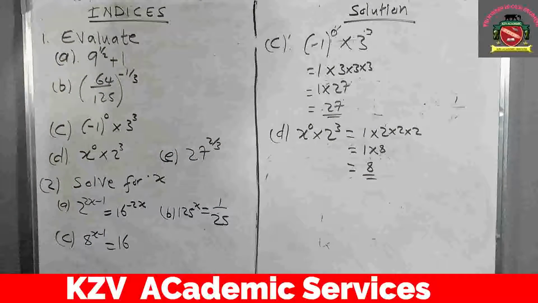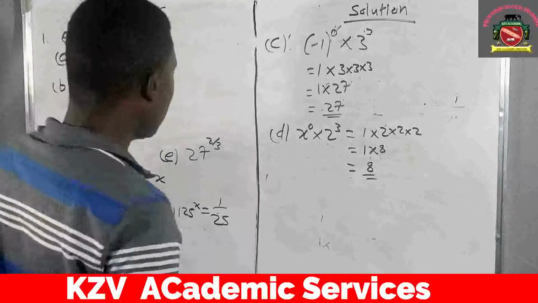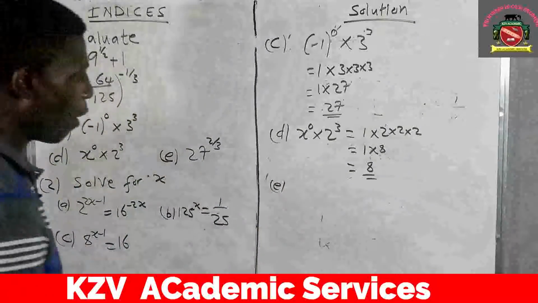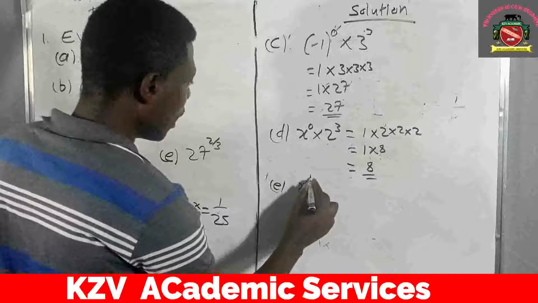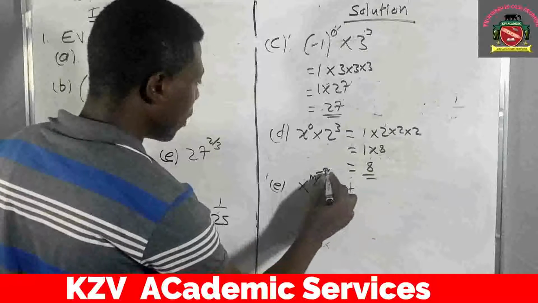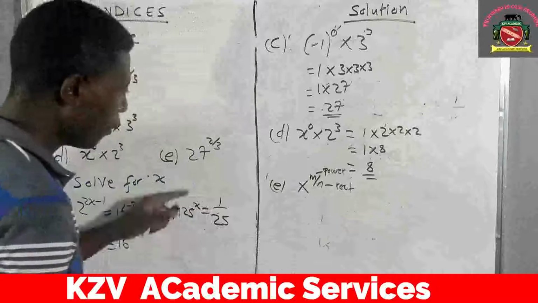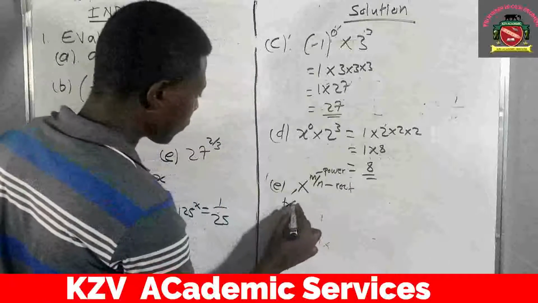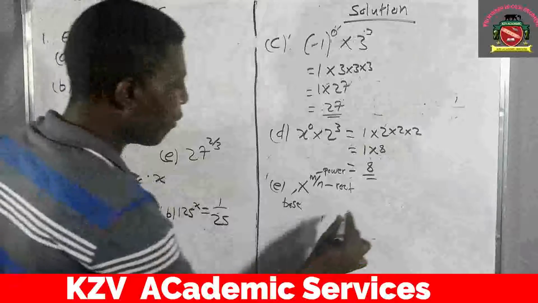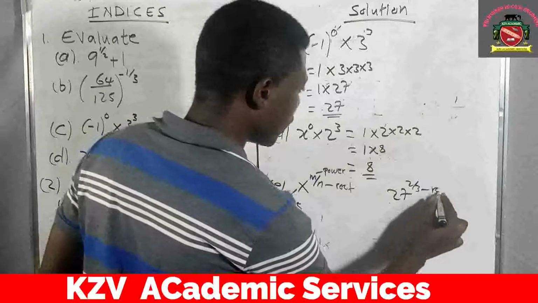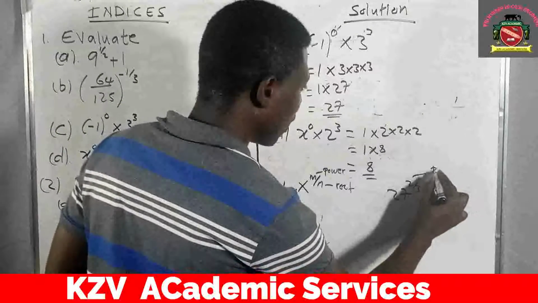Then E, let's look at E. Again, you see that this is just powers. If we have x to the power m over n, you should know that this one is the root and this one is the power. So in this case, this is the base. In our case here, we have 27 that is raised to the power 2 over 3, meaning that this is the root and this one is the power.